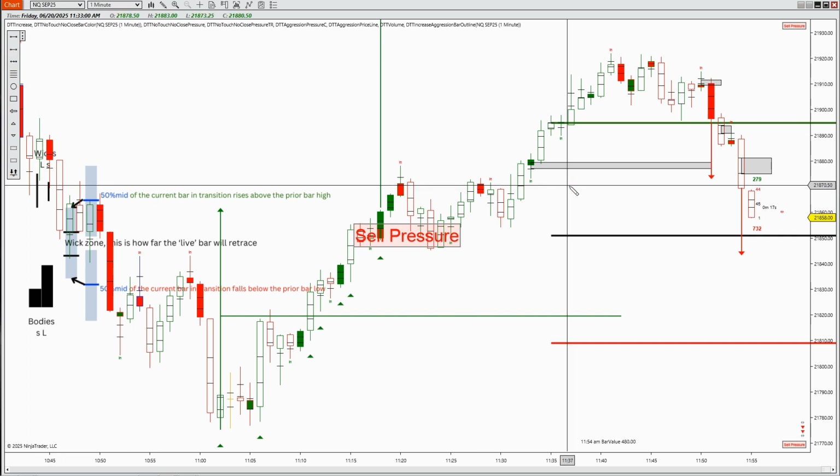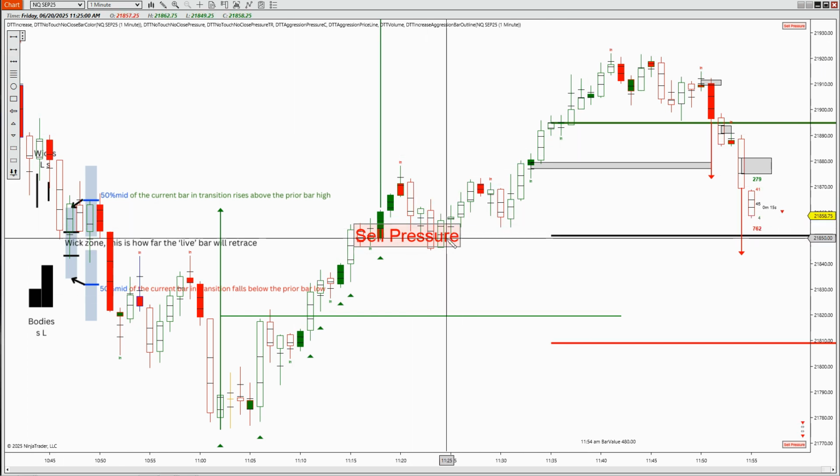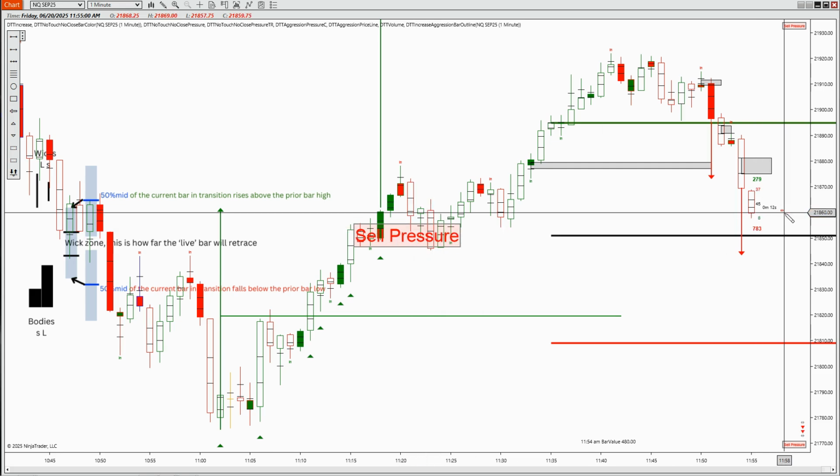All right, you have everything kind of firing off here. Well, you got the aggression firing off. You got the aggression arrow here.